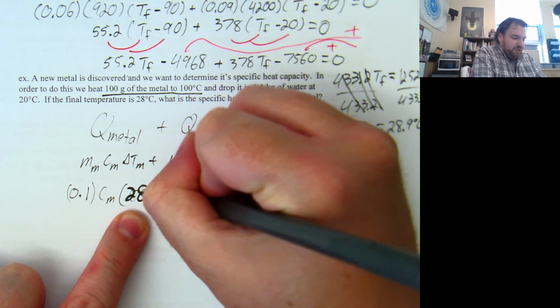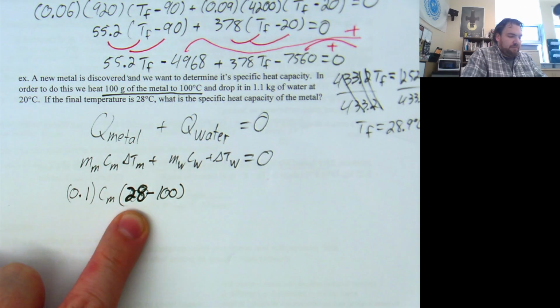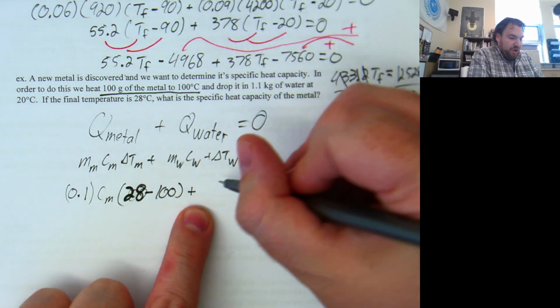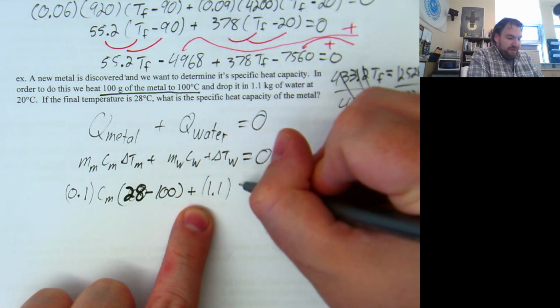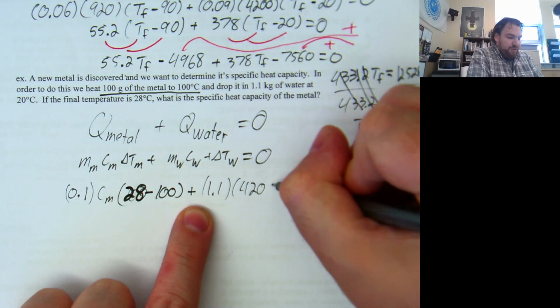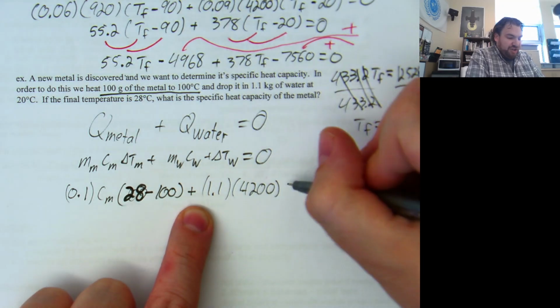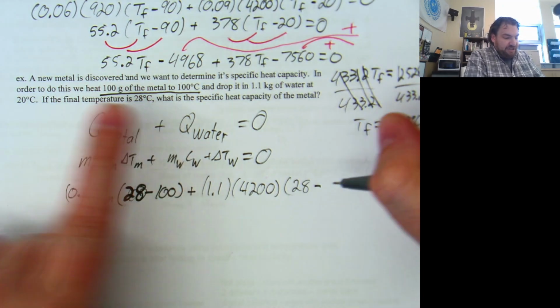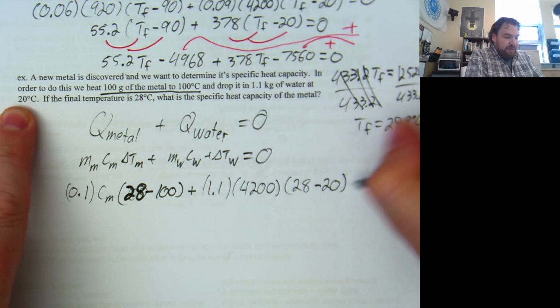minus initial temperature, 100, plus the mass of the water, which we know is 1.1. The specific heat capacity of water is 4,200. The change in temperature of the water is its final temperature of 28 minus its initial temperature of 20. It's going to equal 0.